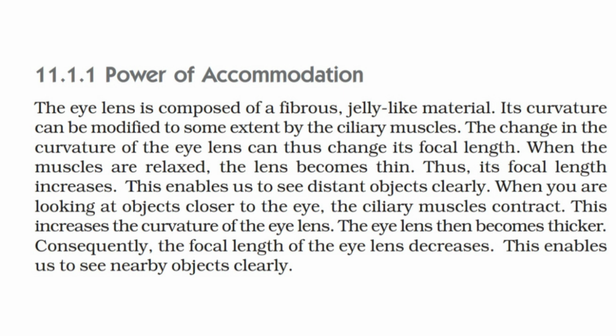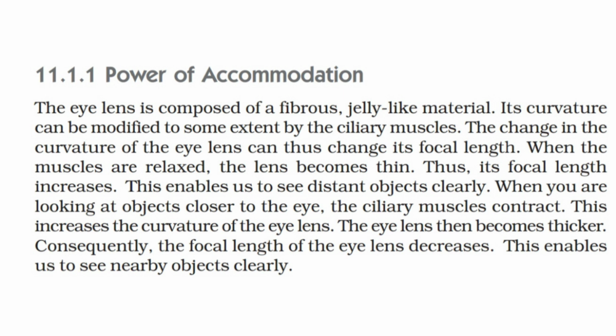The eye lens is composed of a fibrous, jelly-like material. Its curvature can be modified to some extent by the ciliary muscles. The change in the curvature of the eye lens can thus change its focal length. So whenever we change the curvature of the eye lens, its focal length changes.